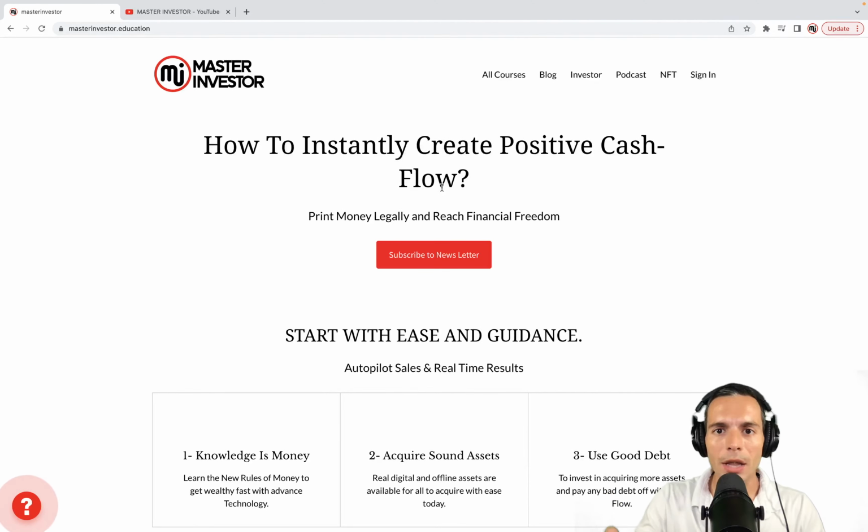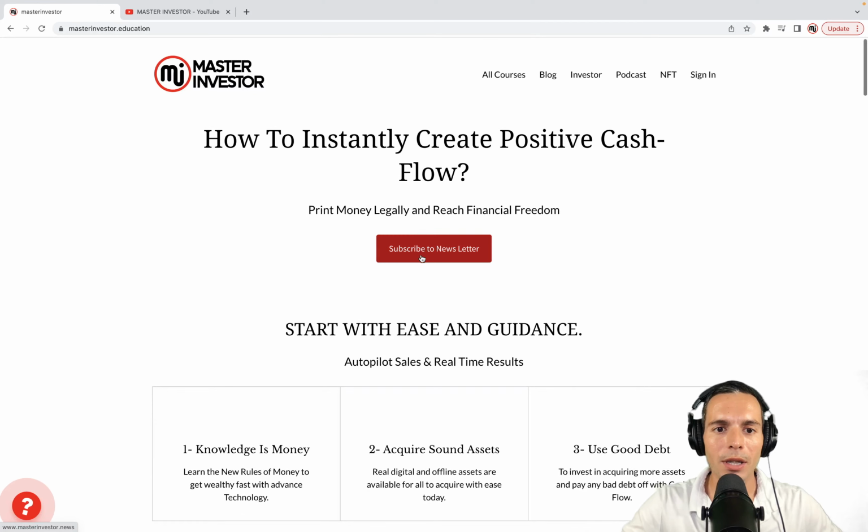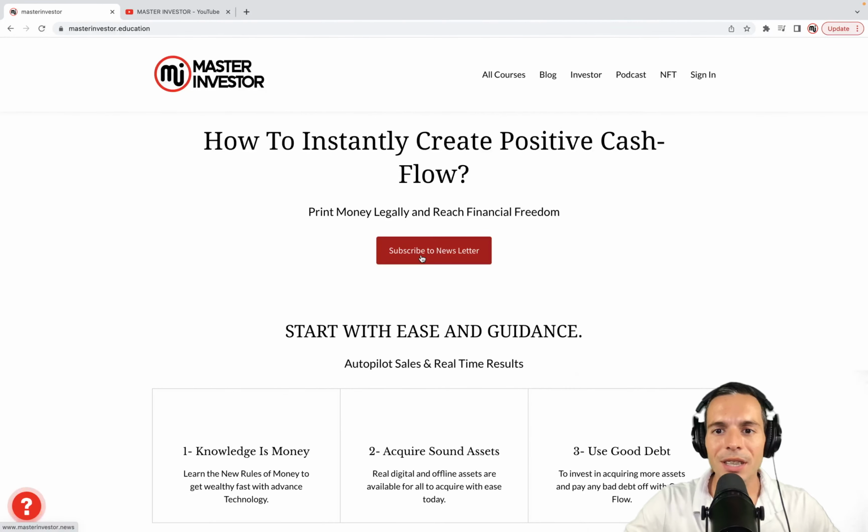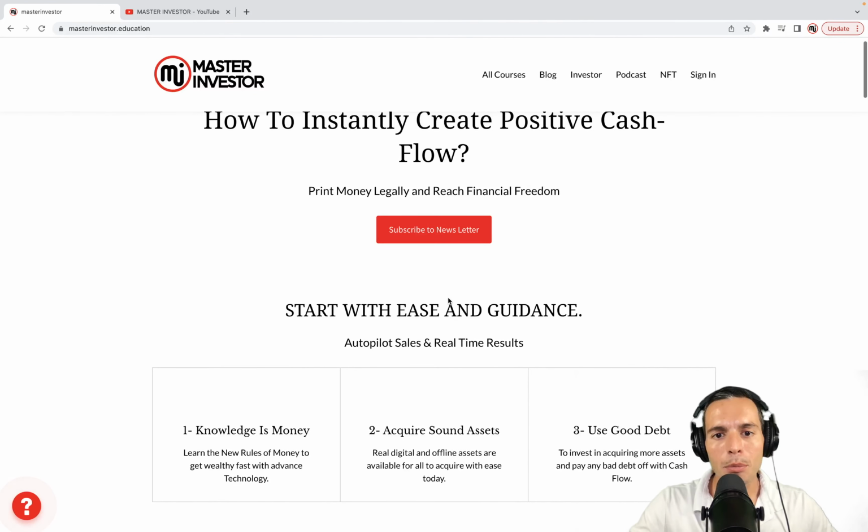We want to show you that there are better ways that you can actually make money in this world and get ahead financially, right? It's all about building your asset column. So here on our website, as you can see, we have how to instantly create positive cash flow and print money legally and reach financial freedom, right? And financial freedom is reached when you have an asset, which is a business or investment that produces passive income, enough that it pays for all your bills and everything that you do during the month.